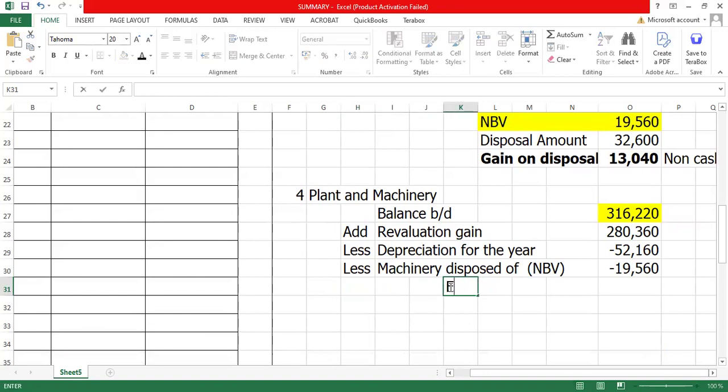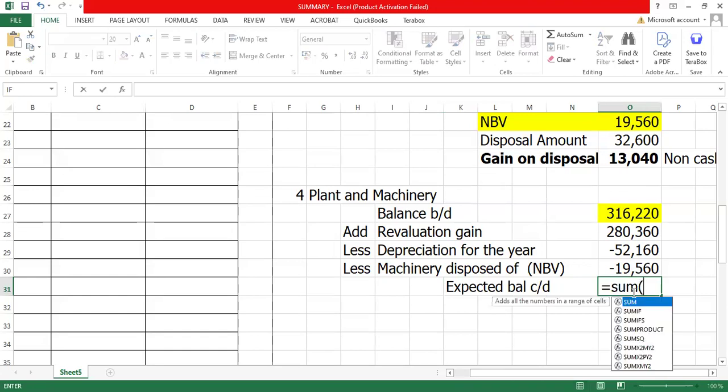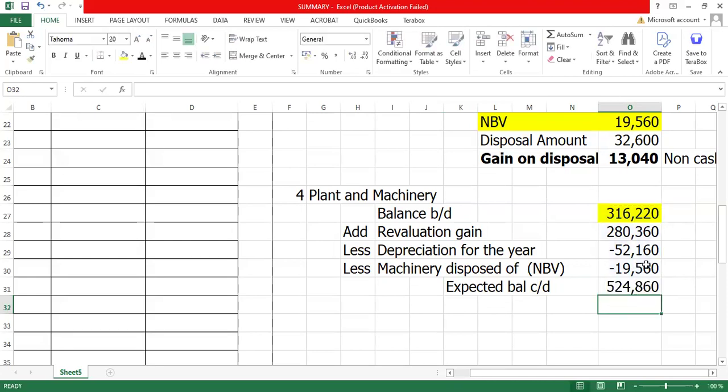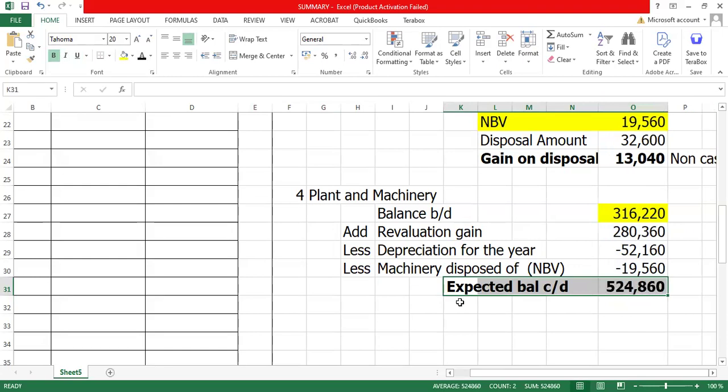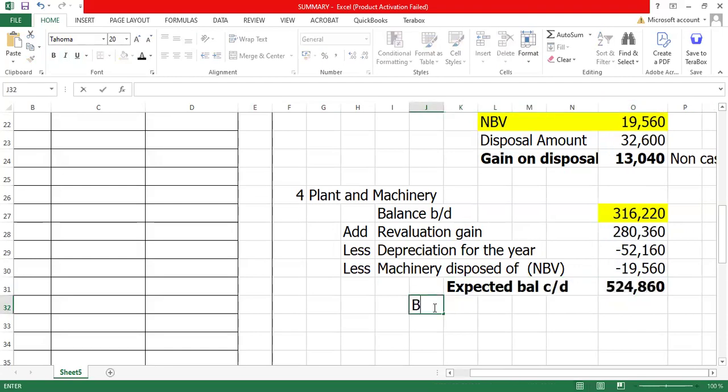If you have revaluation loss, you remove the revaluation loss. So here you will be having the expected balance carried down. And that is how much? You use your calculator very well, right? So that's what I have. But when you look at the actual in the balance sheet, the actual balance carried down is how much?